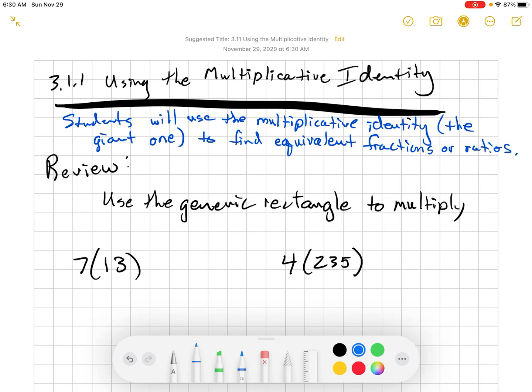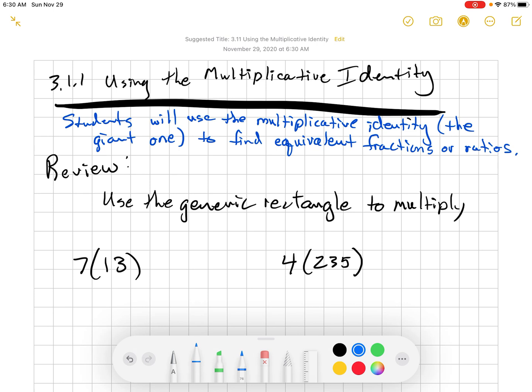All right, let's do 3.1.1 right now. We're going to be using the multiplicative identity, and multiplicative means multiplying. Identity will basically tell us that we're multiplying by 1. Okay, so we are going to use something called the giant 1 today to find equivalent fractions or ratios.